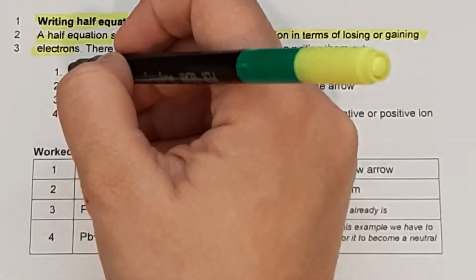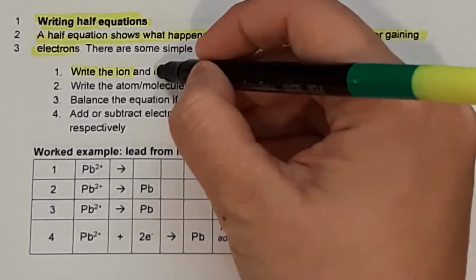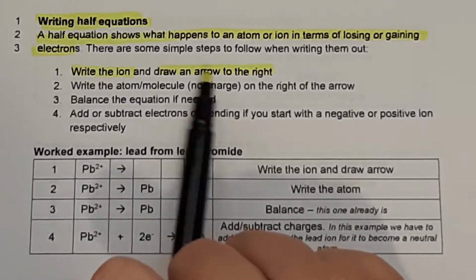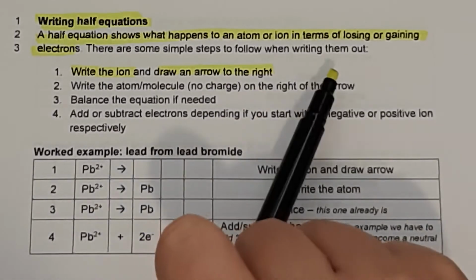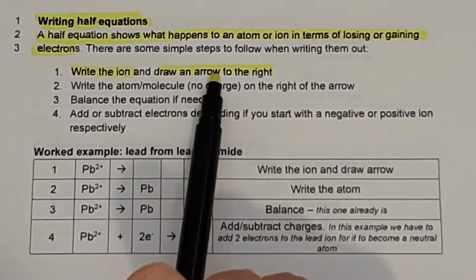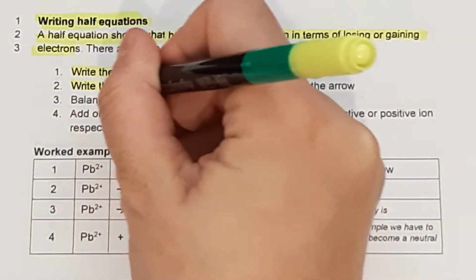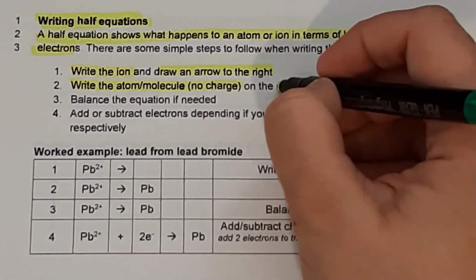First of all, you're going to write the ion. Okay, and then you're going to draw an arrow to the right. So in the very same way that you draw the reactants in an equation, and the arrow to the right tells us that something's happened, it's changed, and then on the other side of the arrow you get your products. So in this case we're going to start out with the ion, the arrow happens to show that something has changed, and then we write the atom or the molecule without the charge on the right of the arrow.